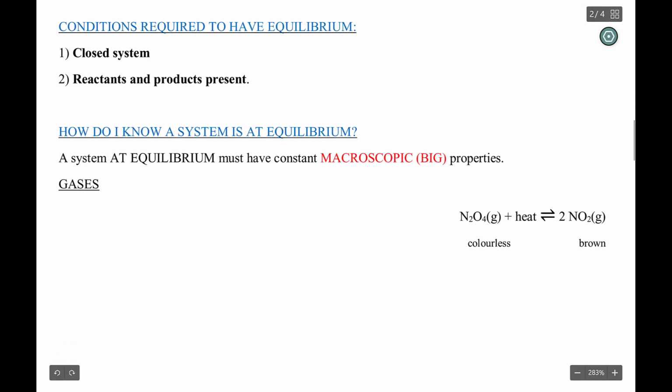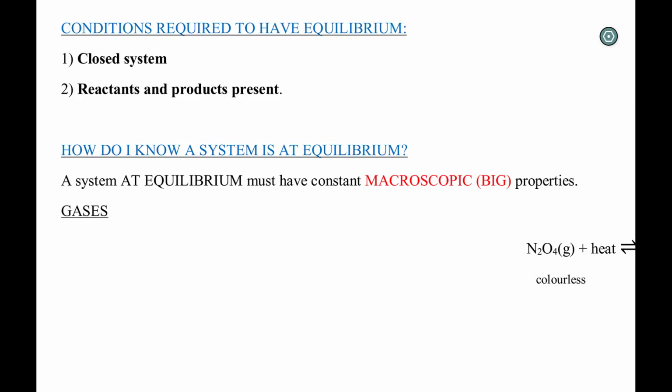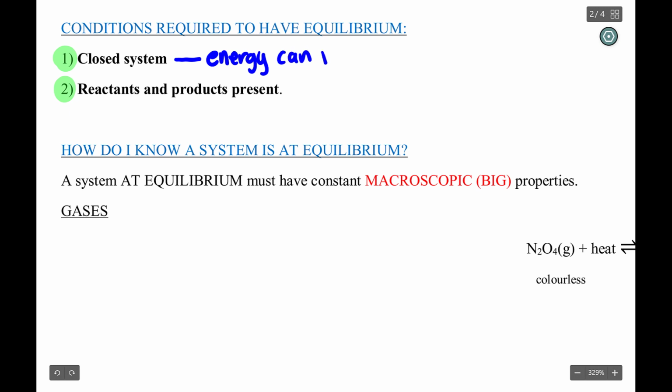The next thing we need to know is what are the conditions in order to have equilibrium, and there are only two. A system must be closed, and you have to have both reactants and products present. Now, to quickly review, an open system is when matter and energy can move in and out of the system, both things, particles and energy. A closed system is when energy can move in and out, but matter or particles cannot.